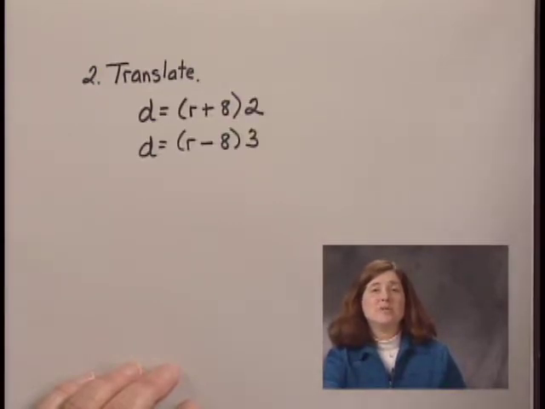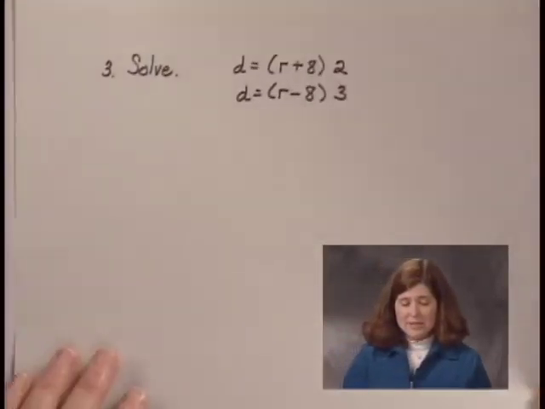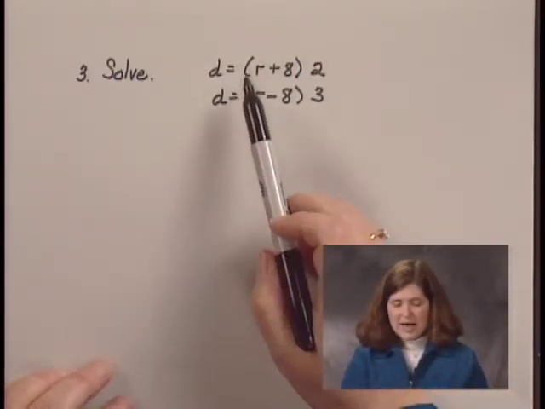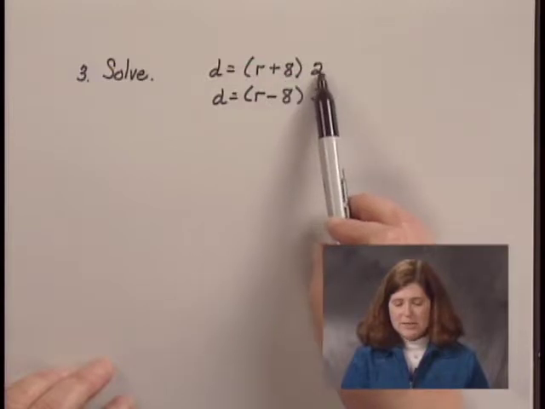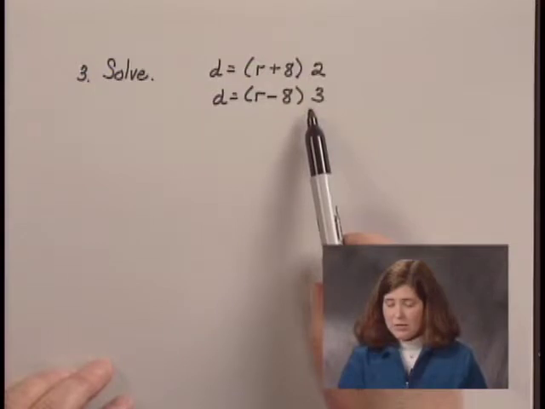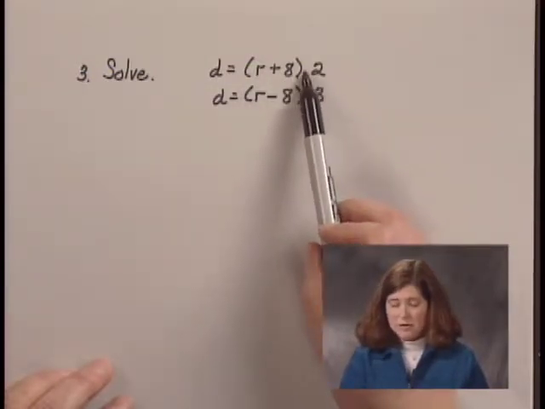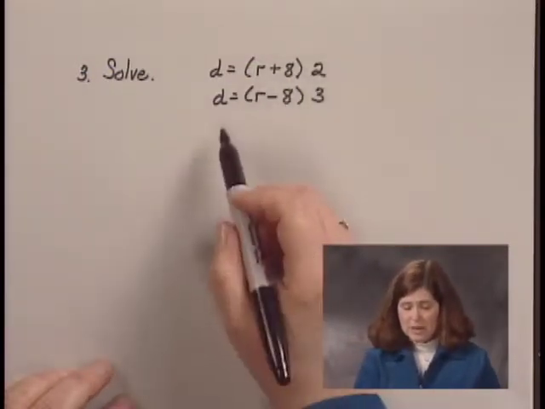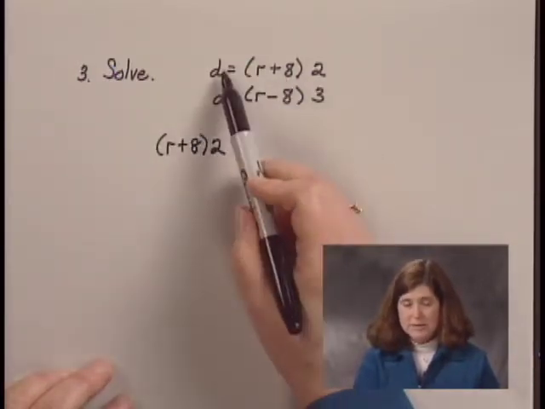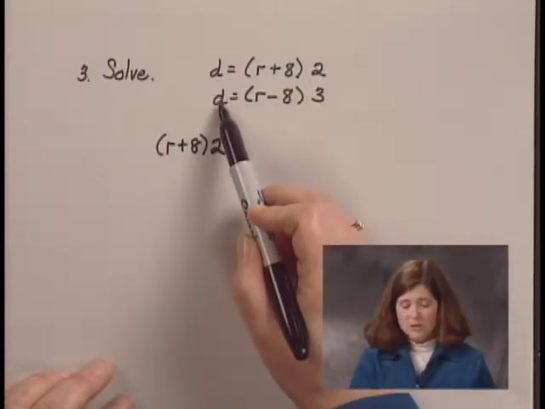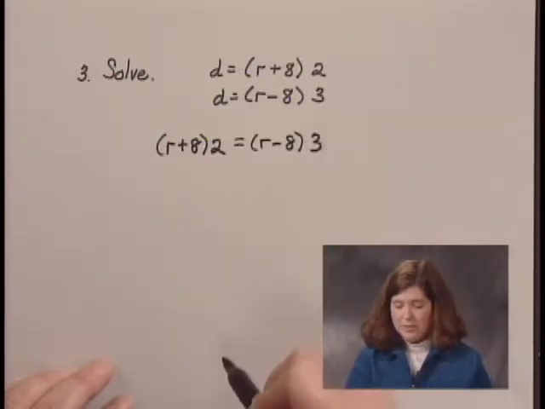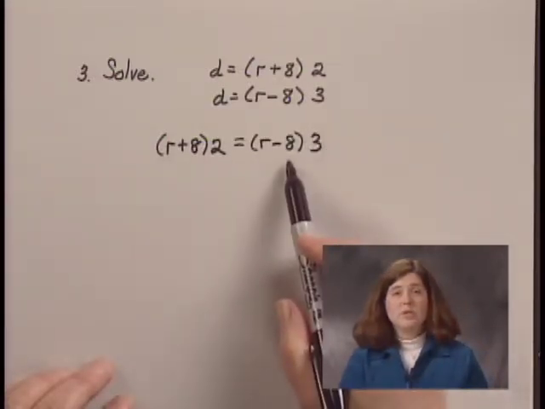Now that we've translated to a system of equations, we can solve that system as step 3 of the problem-solving process. To solve, notice that D equals R plus 8 times 2 and D equals R minus 8 times 3. So I can substitute R plus 8 times 2 for D into this equation. And I get R plus 8 times 2. Since that equals D, I substitute that in the second equation for D. So that equals R minus 8 times 3. And now I have an equation with just R in it.